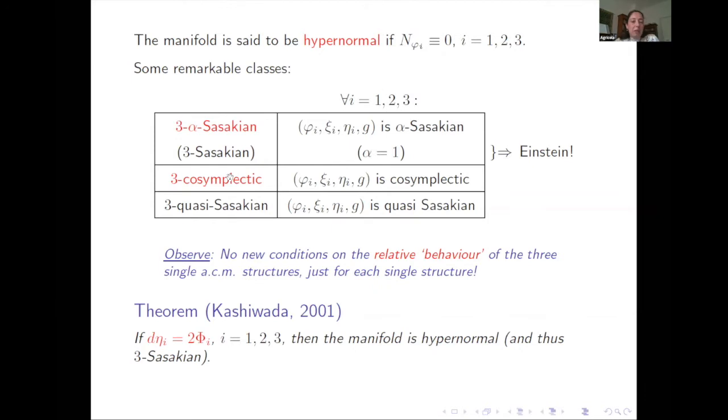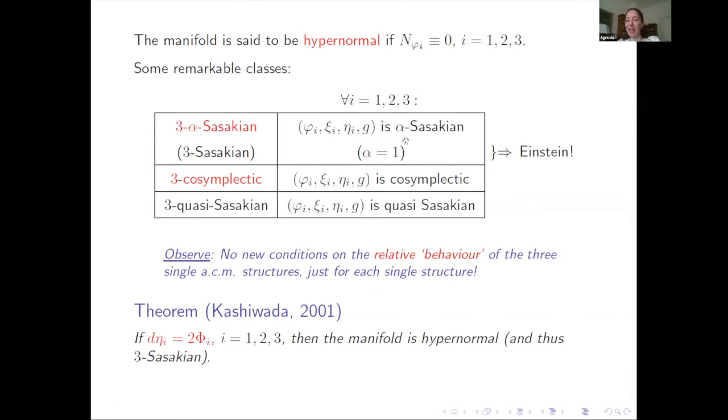Three-cosymplectic, for example, means that all three structures are cosymplectic. And there's also this nice notion of three-quasi-Sasakian. Each of these is quasi-Sasakian. Okay, so the main observation here is that we are not adding any new conditions on the relative behavior of the three single almost contact metric structures.